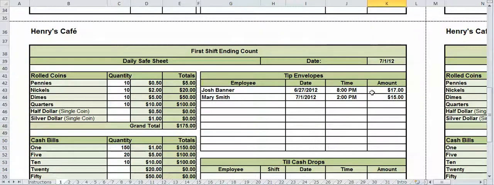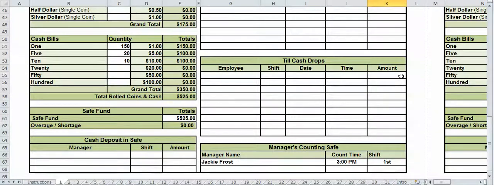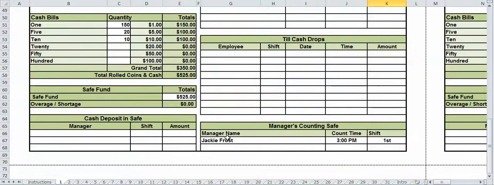And then over here again, you may have the tip envelope. If that person didn't work that day, their tip envelope would still be there, and any additional ones that occurred. The cash till drops again should have been deposited, and so that manager would count and sign off on that count.